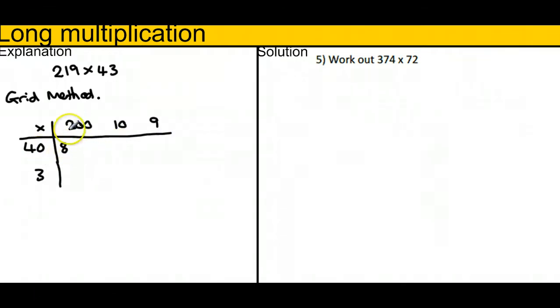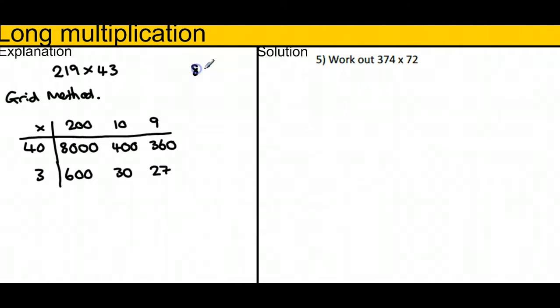40 times 200, well 2 times 4 is 8, then we've got 3 zeros. 1 times 4 is 4 and the 2 zeros. 9 times 4 is 36 with the 1 zero. 2 times 3 is 6 with the 2 zeros back on. 10 times 3 and then 3 times 9.